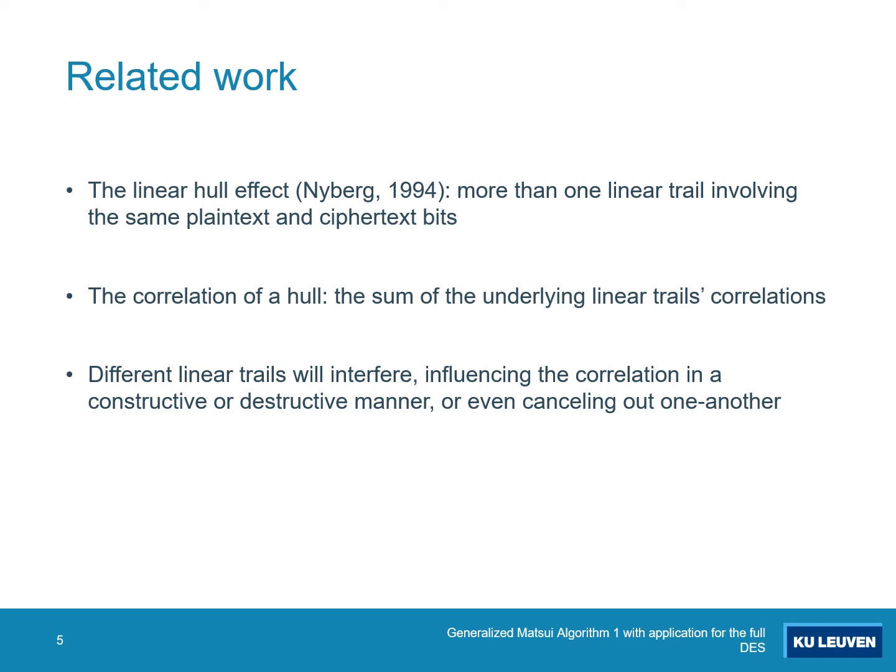This phenomenon was explained in 1994 by Kaisa Nyberg. She noticed that there might exist more linear trails involving the same plaintext and ciphertext bits, this being called the linear hull effect. Since the correlation of a hull is computed by adding together the correlations of all the underlying linear trails, different trails will interfere, influencing the correlation in a constructive or destructive manner, or even cancelling out one another.